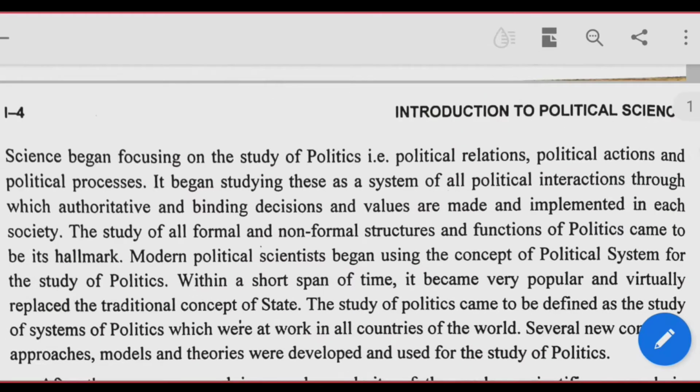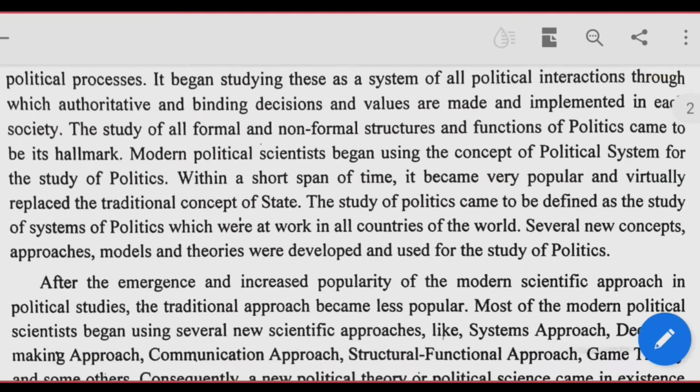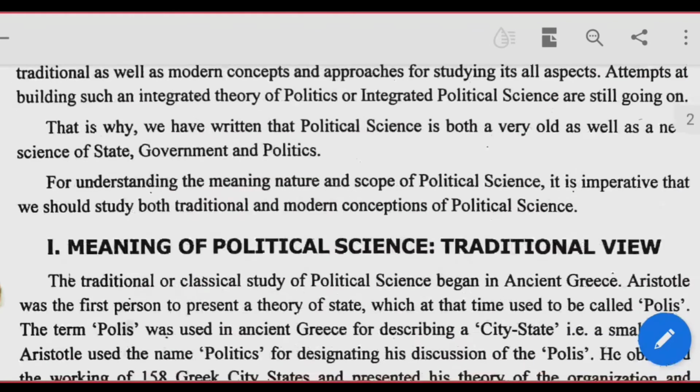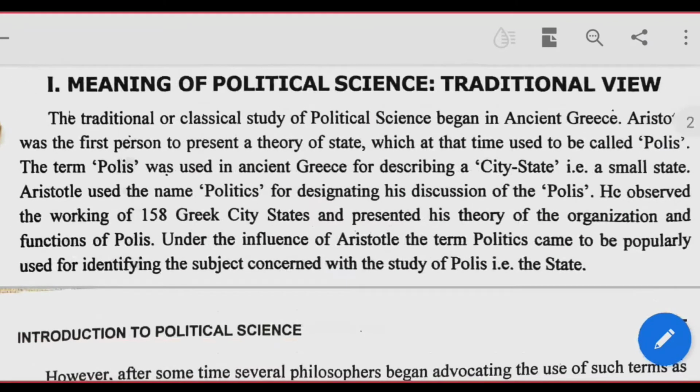Okay, children. So now let us directly move on to the main concept, that is, what is the meaning of political science? As we have studied political theories like the traditional theory and the modern theory, now we'll study the meaning of political science as per the traditional view. What, according to the traditional or classical view, is the meaning of political science? You can see it is mentioned over here.